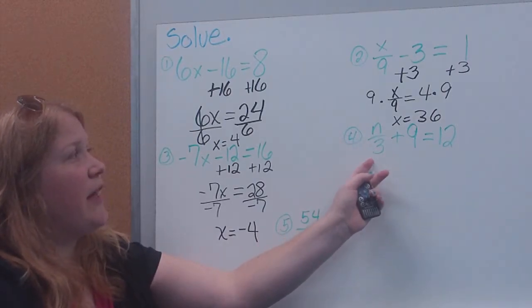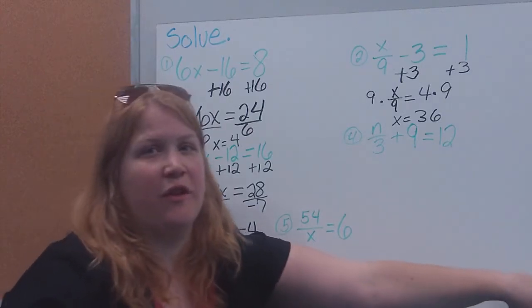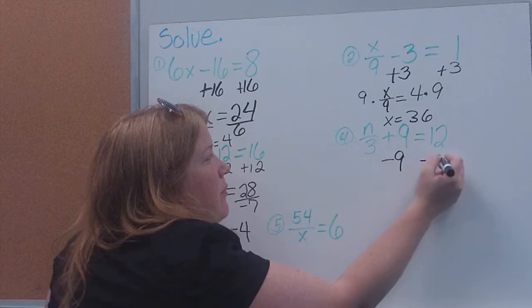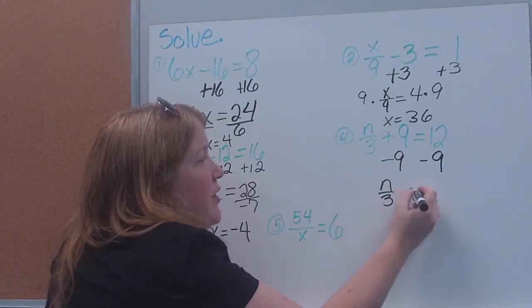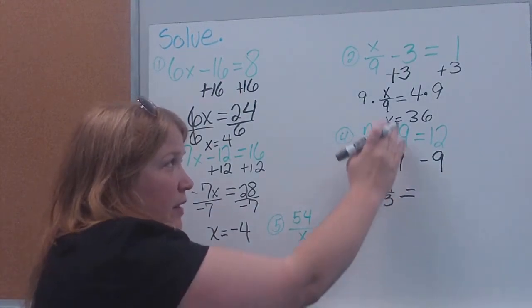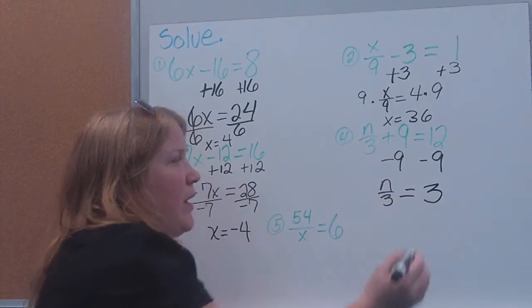All right, over here again, we're dividing and we're adding. So we want to undo our addition first. I undo addition by subtracting. Since I've subtracted 9 from one side, I need to do the same to the other. Over here, I'm just left with the n divided by 3. This is canceled. 12 minus 9 gives me 3.